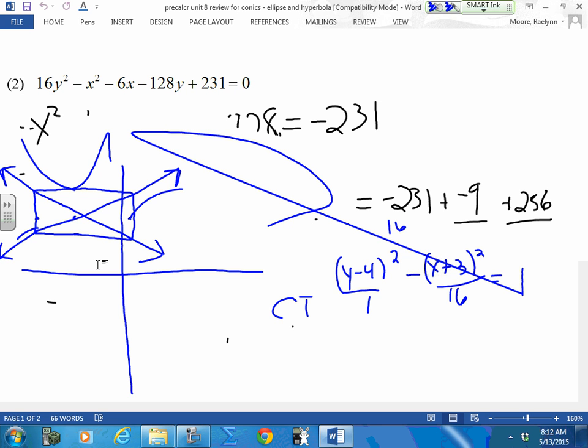And why do we do that? Why is it going off the y? I thought x was a major axis. Because the y comes first. That's what I just said. In a hyperbola, it's whoever comes first, not whoever's largest.